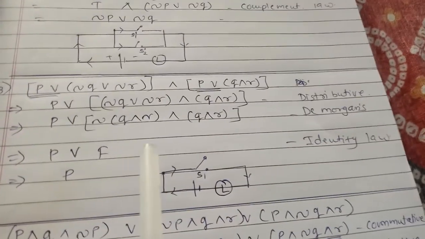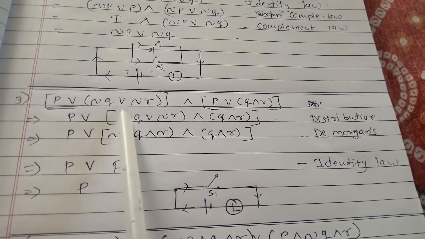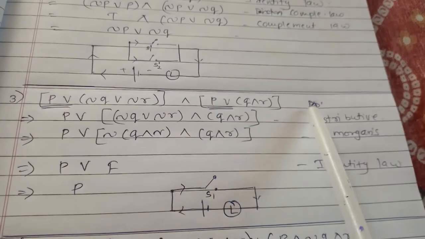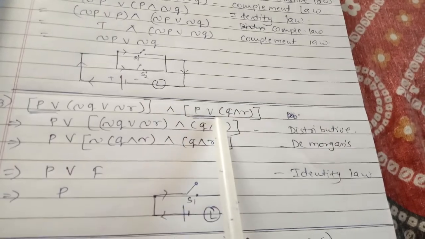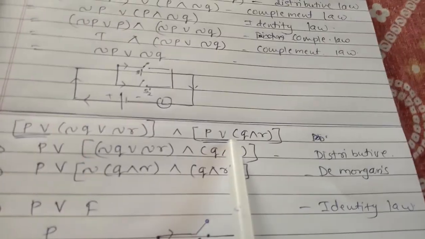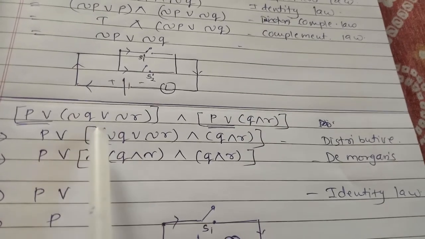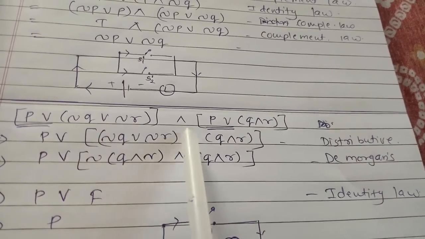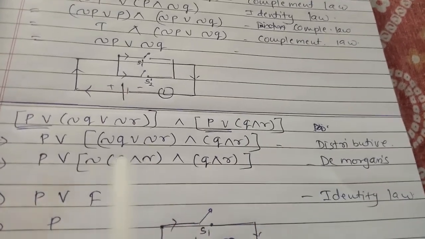Next one, example number 3: P disjunction negation Q disjunction negation R, conjunction P disjunction Q conjunction R. Now see, again here P disjunction and P disjunction are common. So I take P disjunction common and the remaining brackets: negation Q disjunction negation R conjunction Q conjunction R. So it is by distributive law.